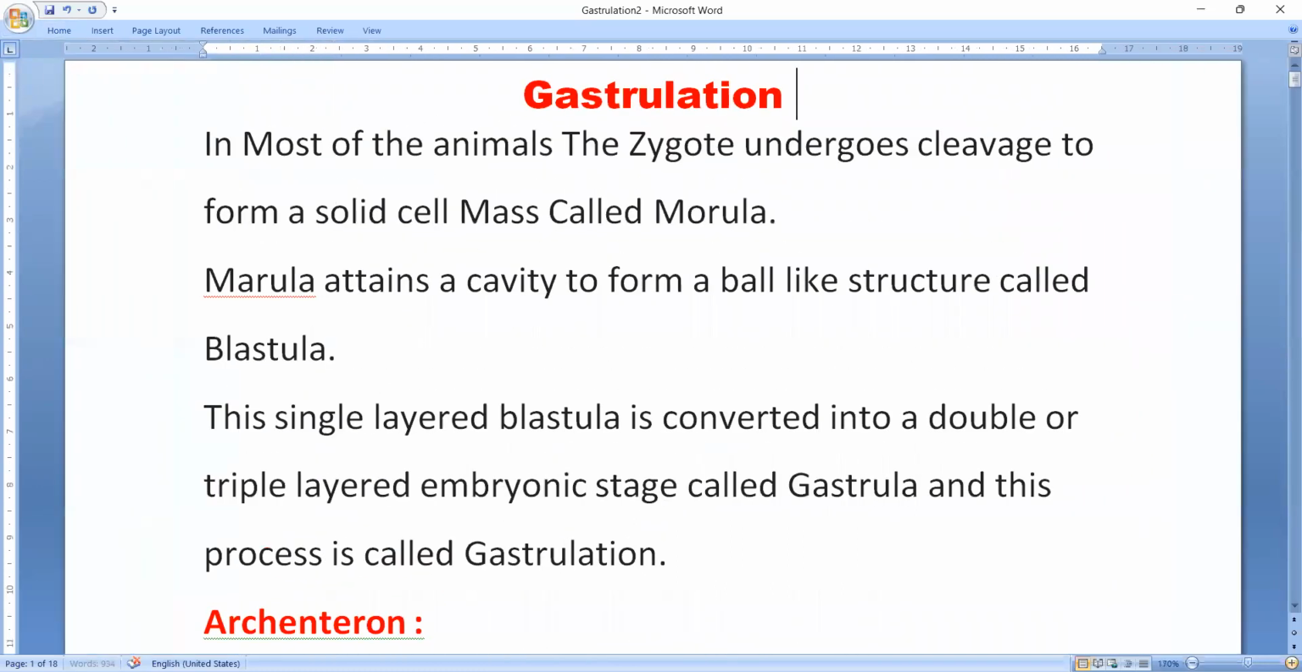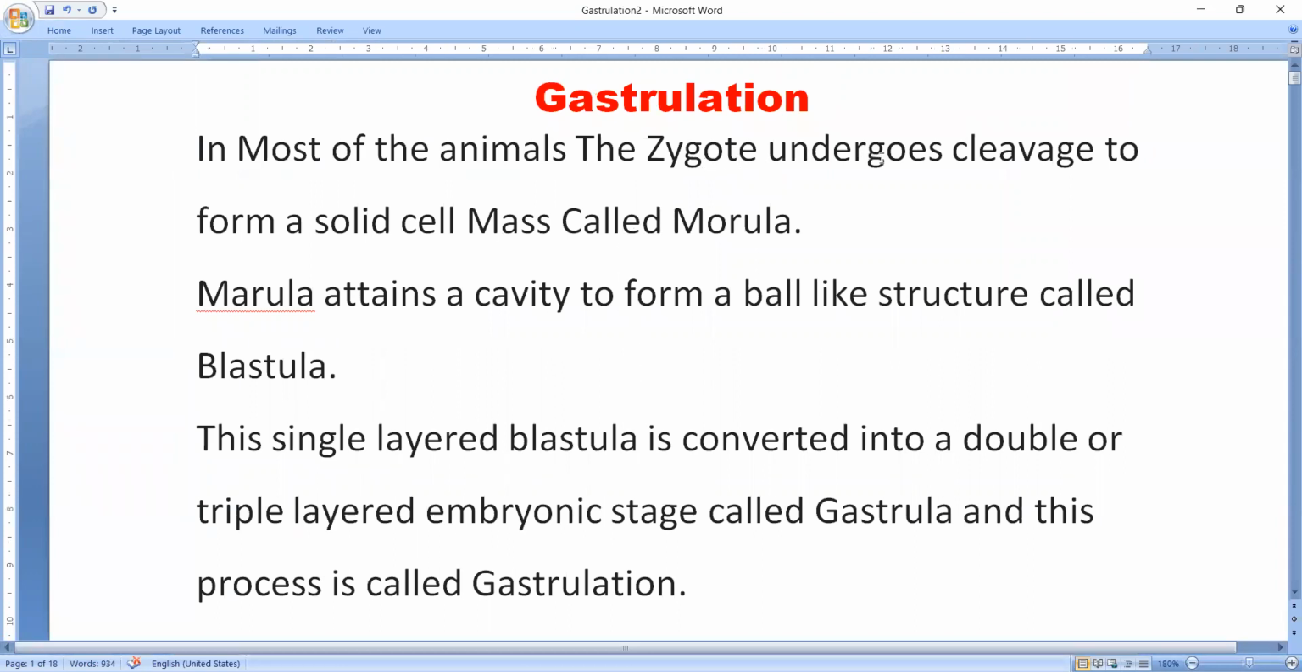Gastrulation. In most animals, the zygote undergoes cleavage to form a solid cell mass called morula. This is mostly seen in invertebrates. After 5-6 divisions of cleavage, a solid cell mass is formed without any cavity, like a cork ball. So that is the morula.